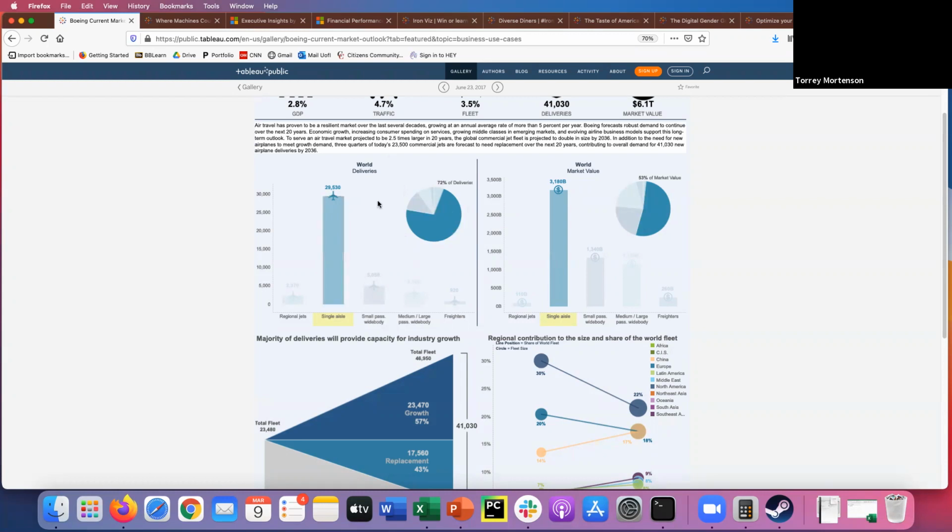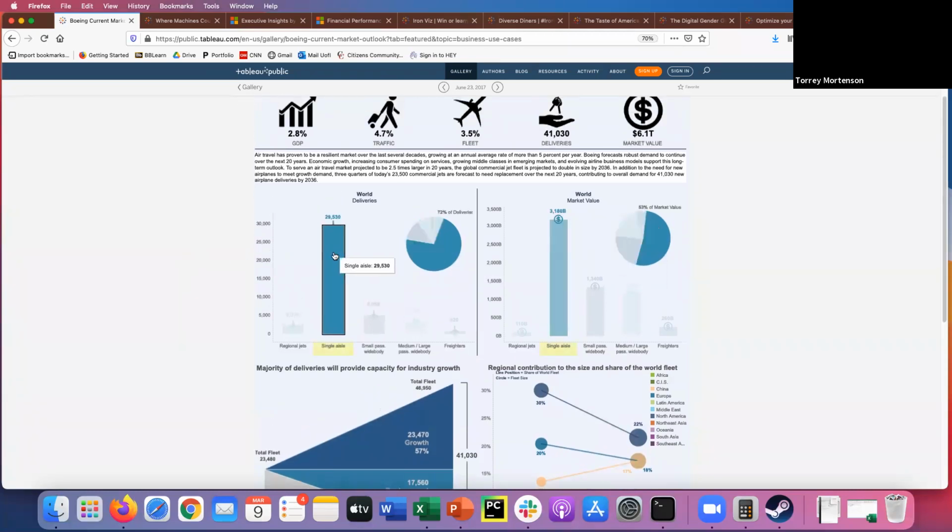Another interesting takeaway here is how it affects this market value. So these are intrinsically linked. You hover, you get 70% deliveries, so 53% of market value. So that's an interesting thing. Why that? I don't know, but you might want to click around and see. So that's another aspect of that that could be important.